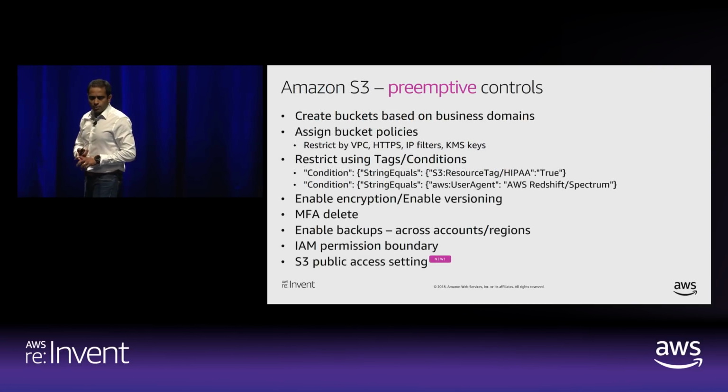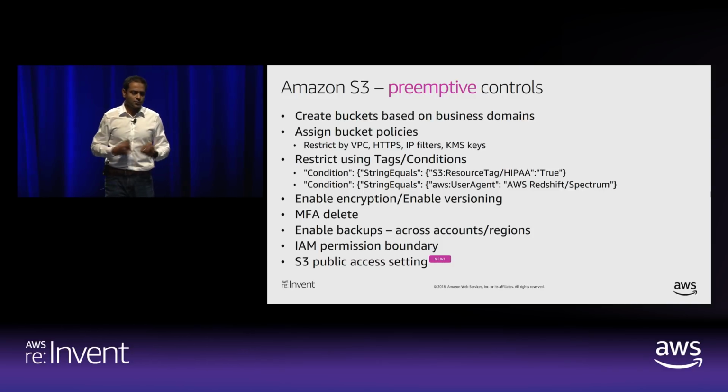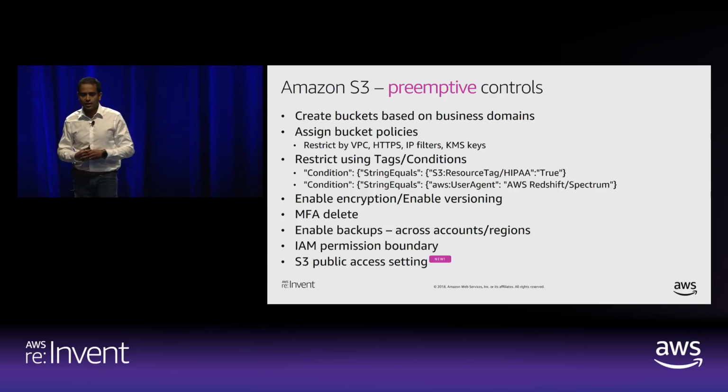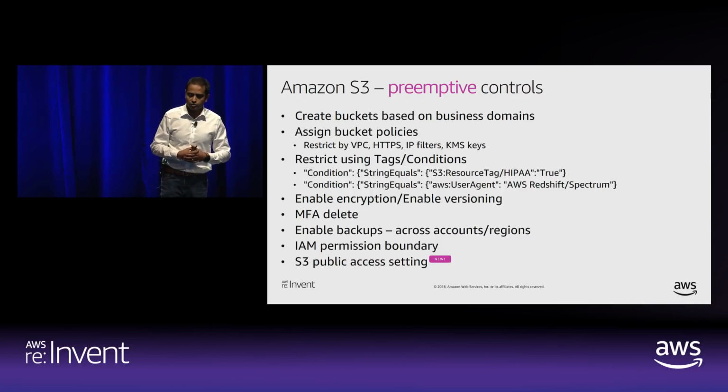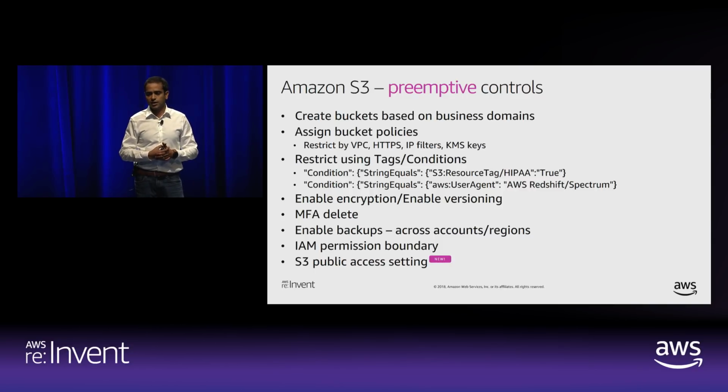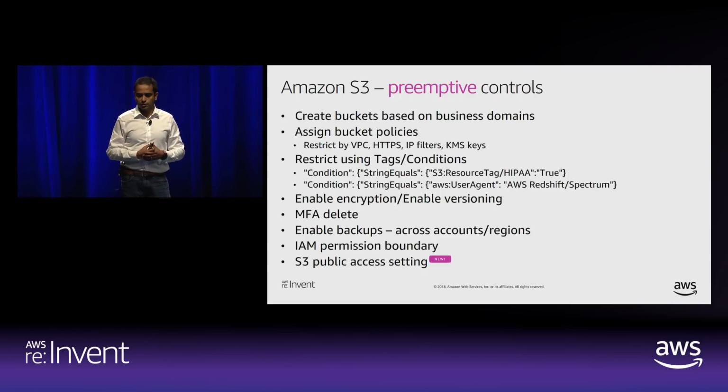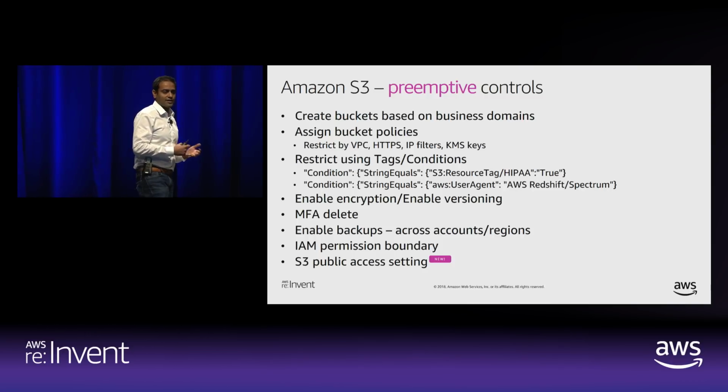Going into some preemptive and detective controls, Amazon S3, we call it the centerpiece of our data lake architecture. It's important to understand how to use things like bucket policies. You can use bucket policies to restrict access based on the VPC that the data is being accessed from, or a specific IP address. A couple of other useful things you could use as part of the IAM policy are tags and conditions, extremely important.